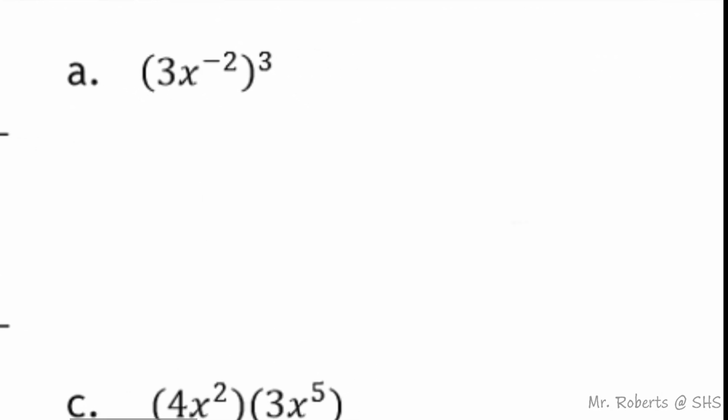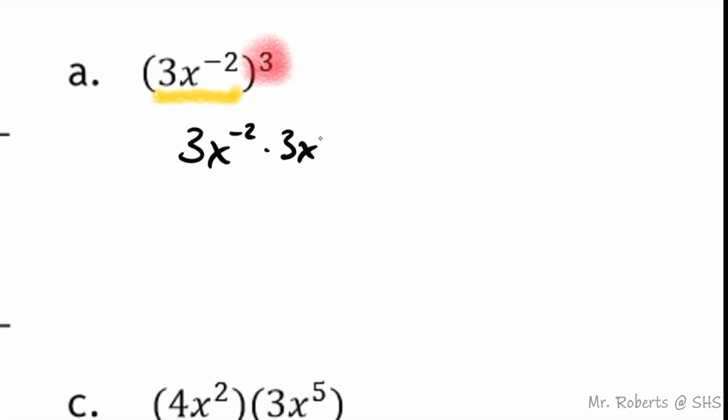This first problem says, hey, we have 3x to the negative second, and we're going to raise that to the third power. So what do we have? We have exactly 3 of these things, right? How do I know there's 3 of them? Because it's raised to the third. So this is 3x to the negative second times 3x to the negative second times 3x to the negative second. I might just write these out because there's just 3 of them. There are other techniques if there were more, but I could probably even write 5 of those out.